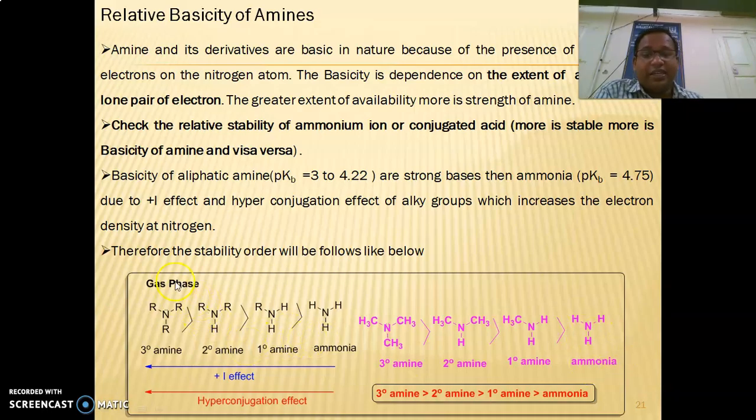In the gaseous phase, we know that molecules are scattered from each other. In most competitive exams they will ask you to write the order of basicity of these amines in the gaseous phase. At that time you have to follow this form: tertiary amine greater than secondary amine, greater than primary amine, greater than ammonia.